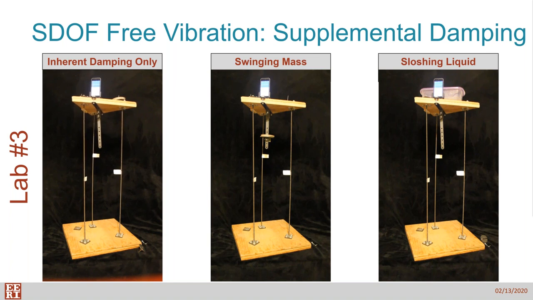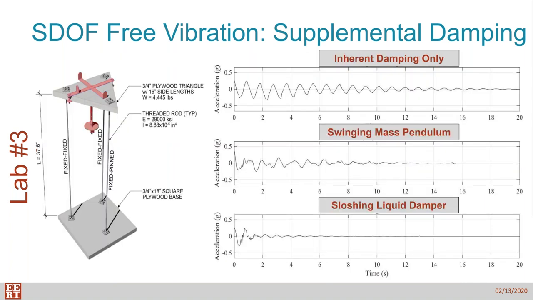And then we also connected to industry applications of these types of tuned mass dampers and also sloshing liquid type dampers. The students plot their results here, some examples of what their plots might look like. In terms of the system with just inherent damping, the damping is more or less linear. And so what I can ask the students to do with this acceleration time history is use the logarithmic decrement method to calculate the damping ratio.